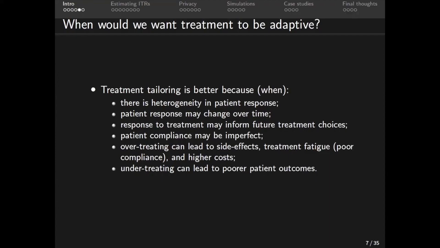But again, it comes back to this Goldilocks idea. Overtreating can be bad, right? It can lead to excess side effects, excess costs, treatment fatigue, so that patients just get sick of taking whatever it is you're giving them. But of course, if we don't treat sufficiently, then we might have poor therapeutic outcomes.